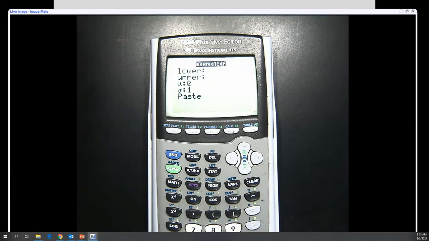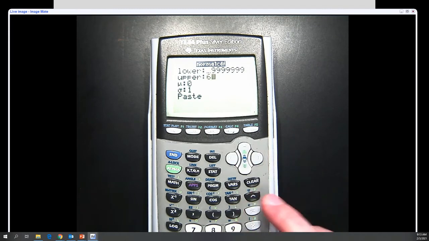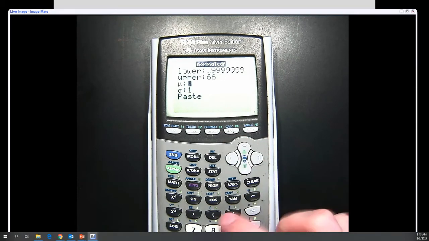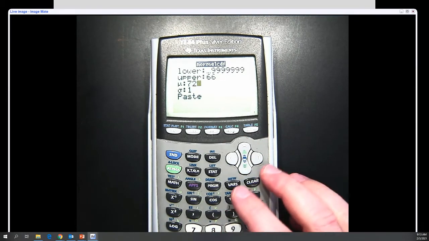You could also just do -2 to the 99th power. That's a really big negative number. That works. You could also just say negative and then just mash the number 9 a couple of times. These are all fine. We just want a lower bound that's very, very far negative. Our upper bound was 66 that we cared about. We want people shorter than 66.